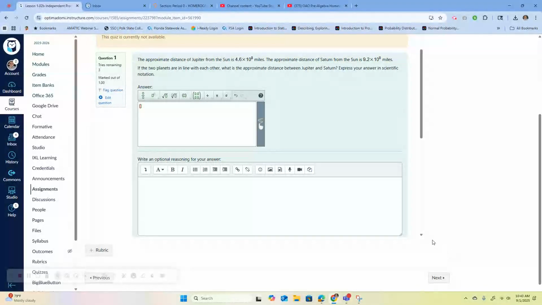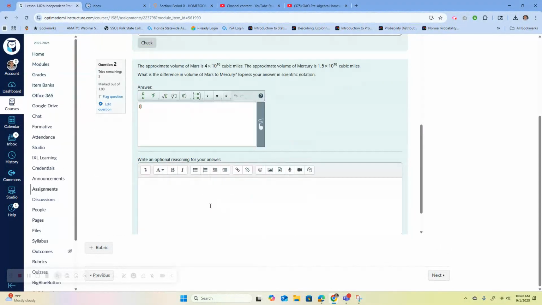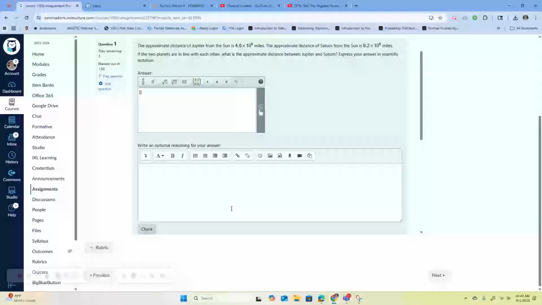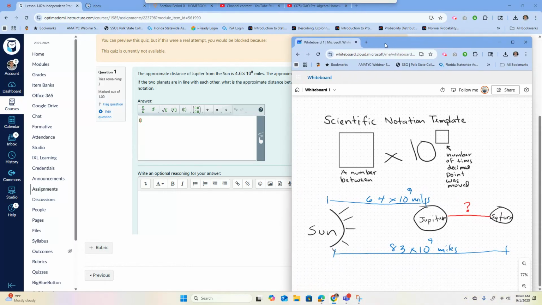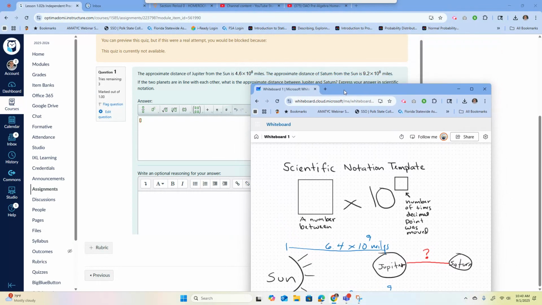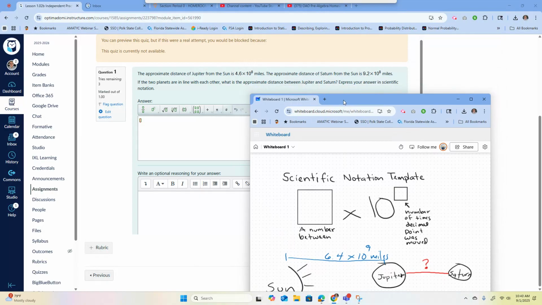All right, here's how you do questions 1 and 2. Okay, they're very similar. So in problem number 1, they're asking you what is the distance between Jupiter and Saturn. In the video that I'm making, I'm using different numbers. So let me give you a picture of what this problem is saying.